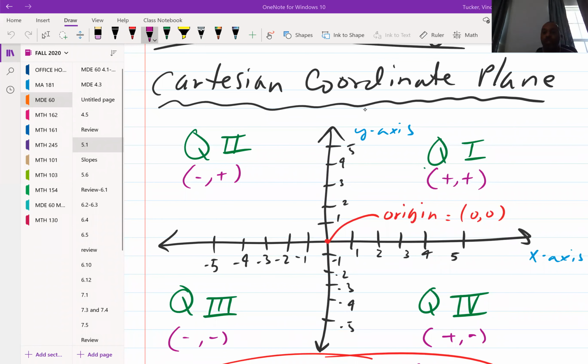To get into quadrant 1, you make 2 positive moves. Quadrant 2, negative move, then a positive move. Quadrant 3, 2 negative moves. Then quadrant 4, positive, and then a negative move.